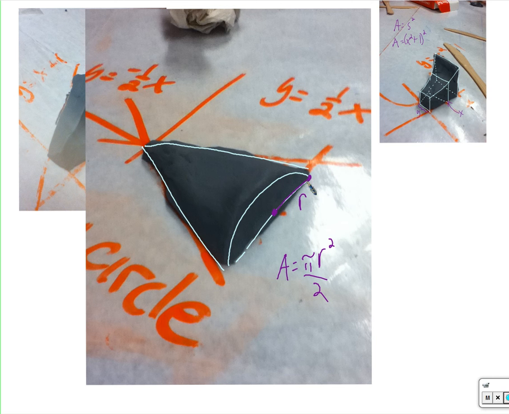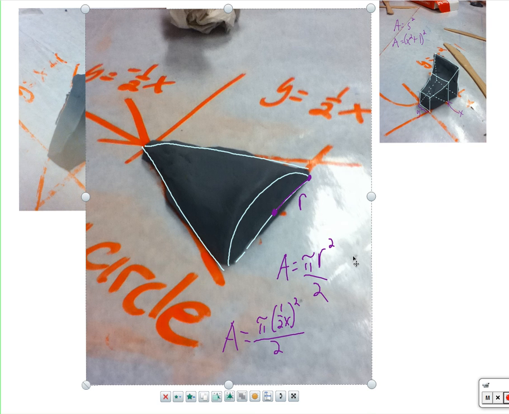Wherever I am at any semicircle, the radius of that semicircle happens to be the y of this function. So the area of any semicircle is equal to pi times 1/2 x squared, divided by 2. It'll give you the area at any x value, the area of the semicircle there, just the cross section. Okay?